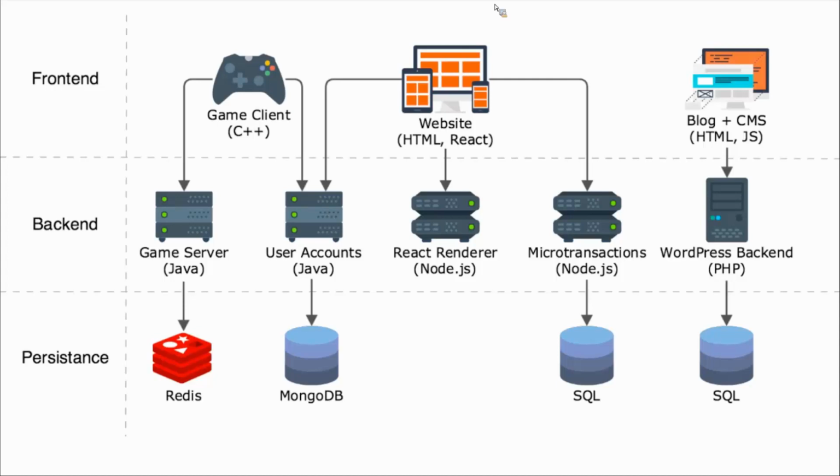So my website might be using a React renderer and a microtransactions database, both for its backend, but it can also look at user accounts. My blog might only be able to look at my WordPress backend and then store its data in SQL. So I have separate stores of persistence, and things share access to backends when they need to. But it's all decentralized. So I'm not relying on one database where everything can read and write from. They all store their state where they need to in separate persistence layers, but they share access to backends where they need to with something like a user accounts database.